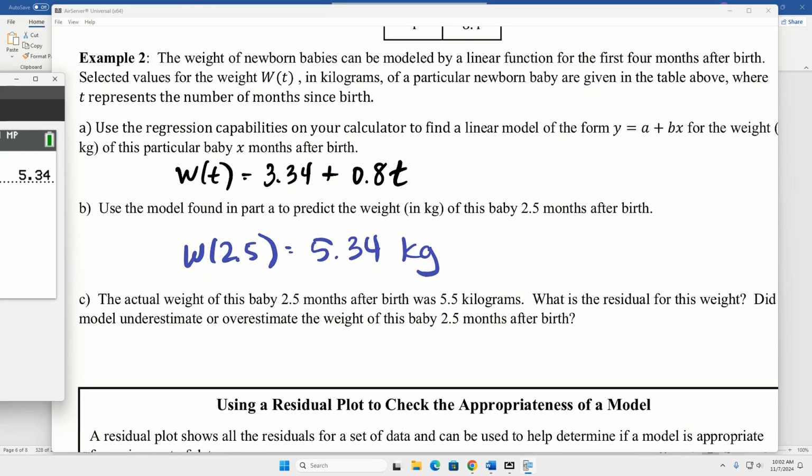All right, now here's the new thing. The actual weight of the baby at 2.5 months after birth was 5.5 kilograms. What is the residual? All right, so residual is the difference between the actual and the predicted. And so try to remember the alphabet. I know you guys know the alphabet. The actual is going to come first. So the baby actually weighed 5.5 kilograms at 2.5 months. Our model predicted the baby would weigh 5.34 kilograms, and so the residual is 0.16.